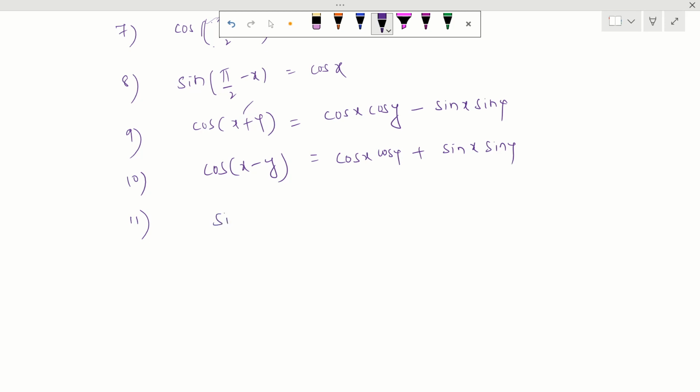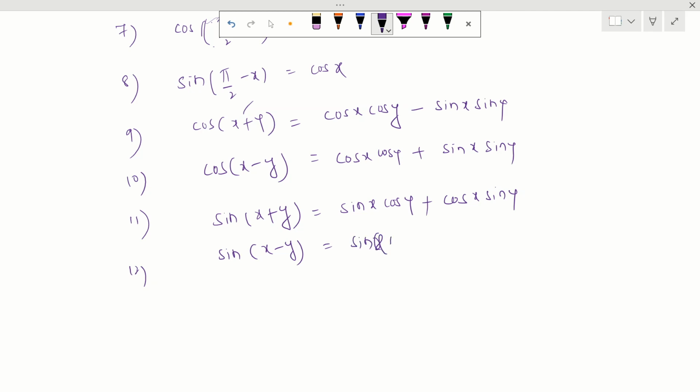The 11th one is sine. Now that cos is over, we can write the formula for sine of x plus y. When sine of x plus y is asked, the first term is sine and the second term is cos, and plus will come here; the first term is cos and the second term is sine. Understood? Now the 12th is sine of x minus y, the same formula, but here minus will come.